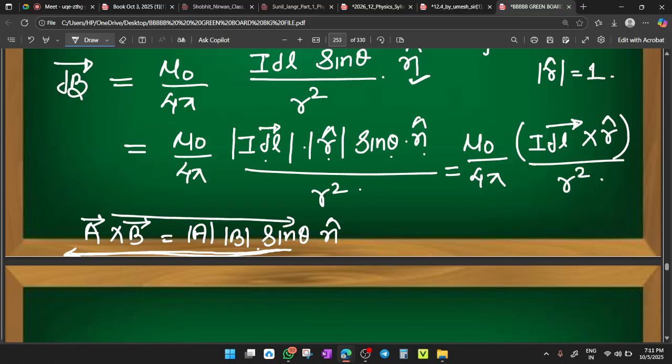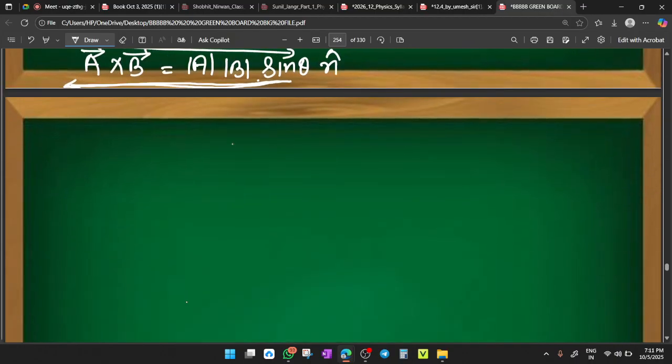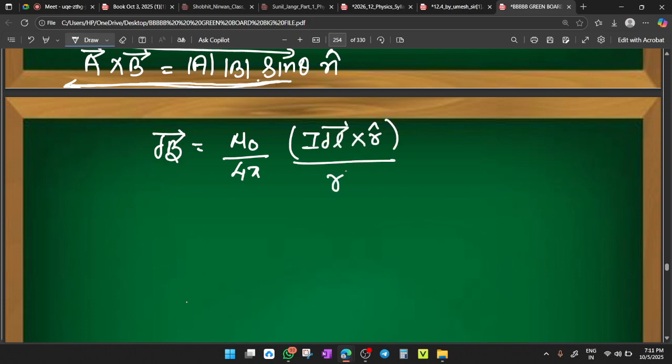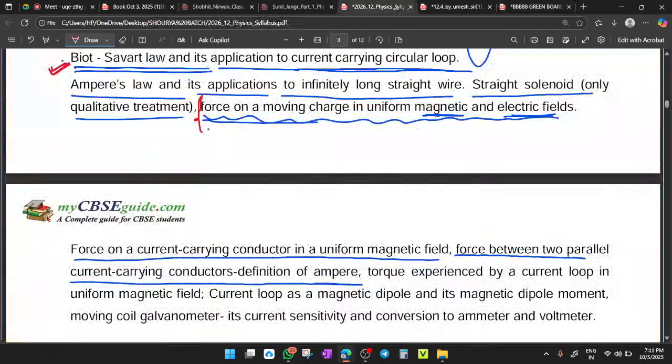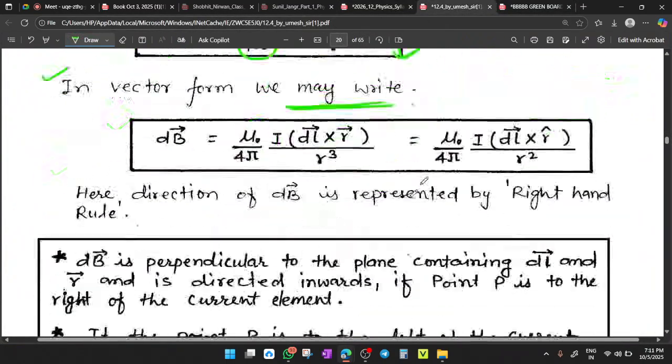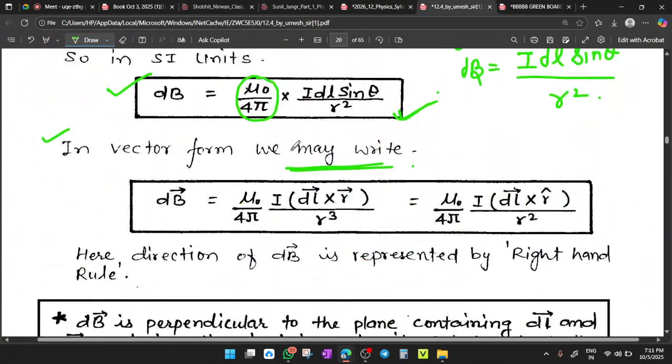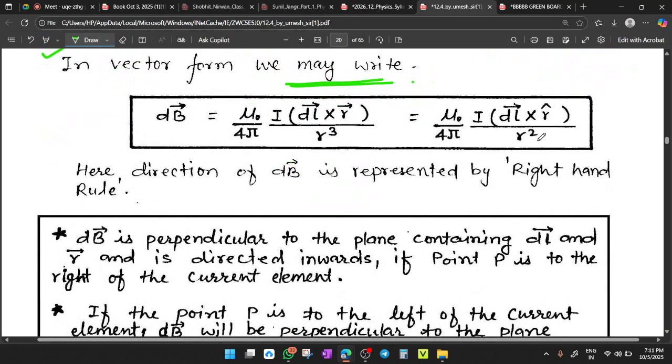Yes, exactly. So this is the vector form of our magnetic field, or Biot-Savart law. dB equals mu naught upon 4 pi I dl cross r cap divided by r square. Okay. So this is our Biot-Savart law. Sorry, mu naught upon 4 pi I dl cross r cap upon r square. Clear?